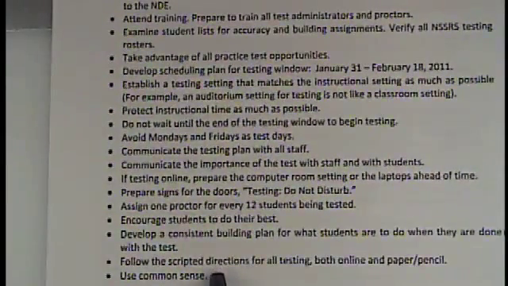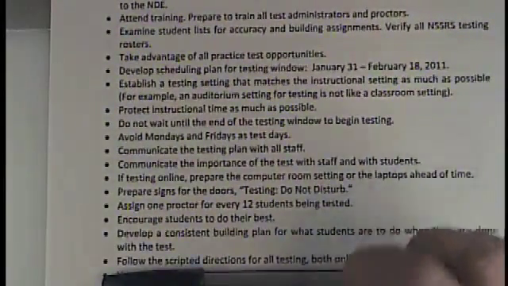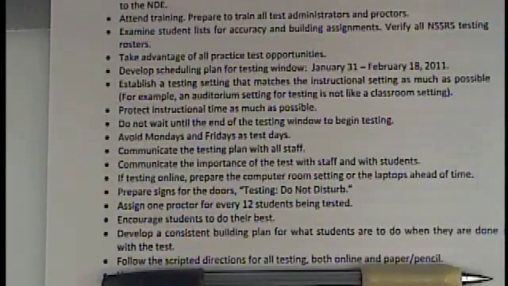And by all means, when you're giving the instructions to the students, follow the script word for word. Do not embellish at all. Follow the script word for word. What that does is it offers an equitable opportunity for all students to have the same instructions at the same time, given in the same manner, all across the state of Nebraska. So please make sure that you read the instructions exactly as they are.